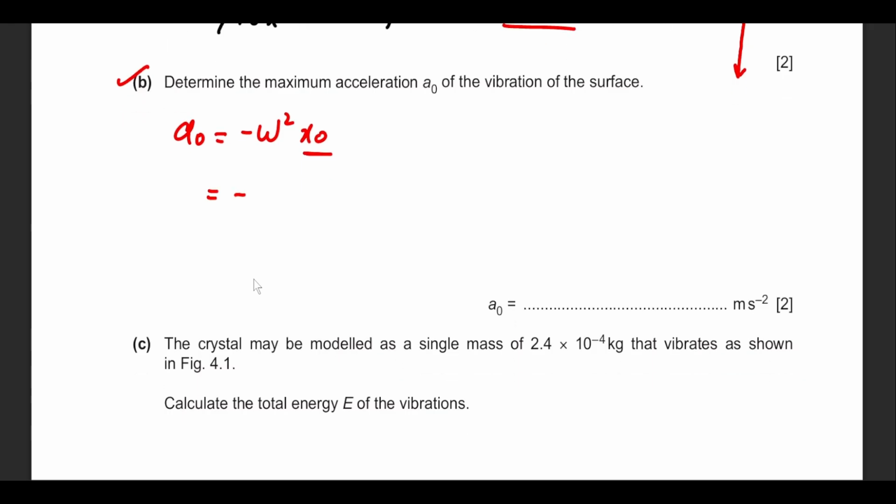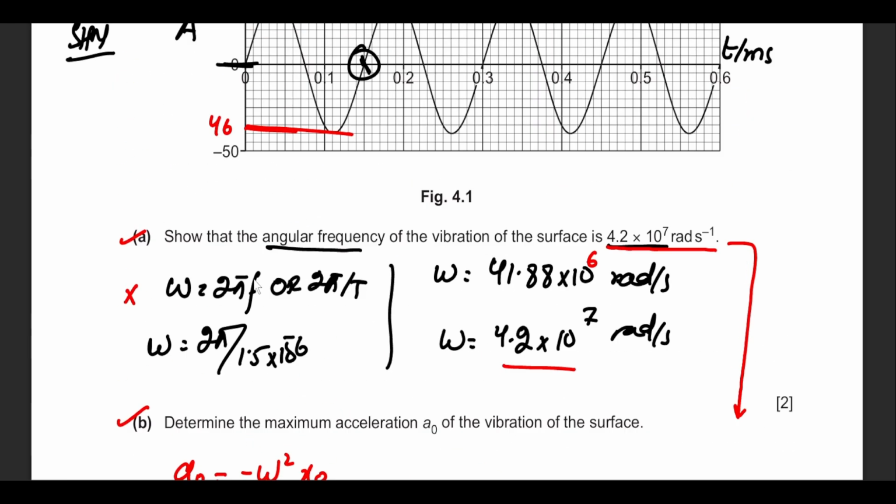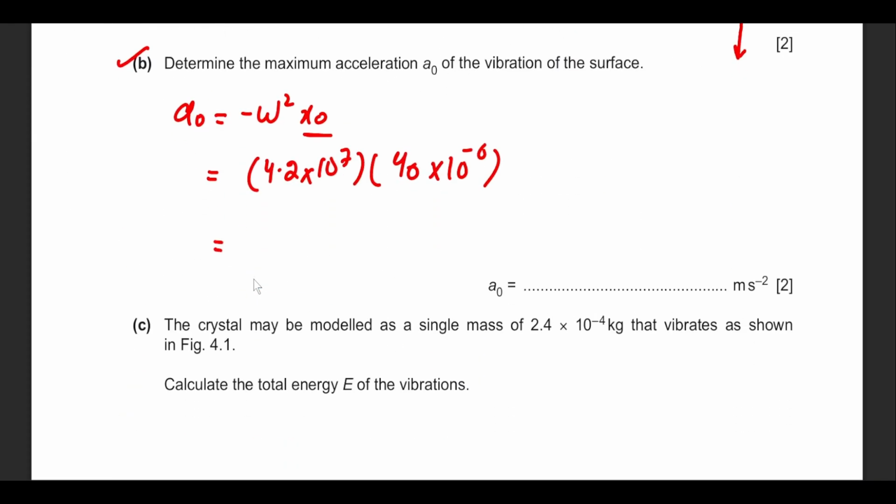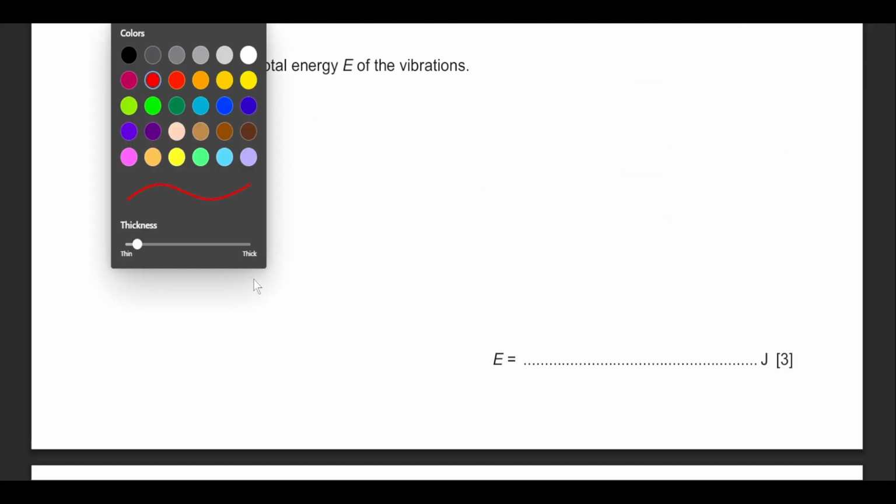So minus, we can ignore the negative over here because it only represents direction. So this will be 4.2 into 10 raised to the power 7, into x naught, which is the maximum displacement, 40 into 10 raised to the power minus 6, because if you can see from the graph, it is minus 6 over here. So this comes out as 7.1 into 10 raised to the power 10 meters per second square, because acceleration. Please make sure that you're doing the correct calculations using the calculator.